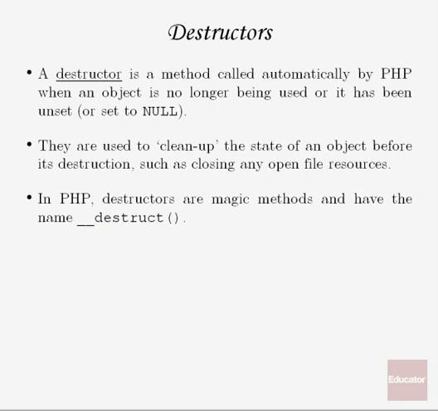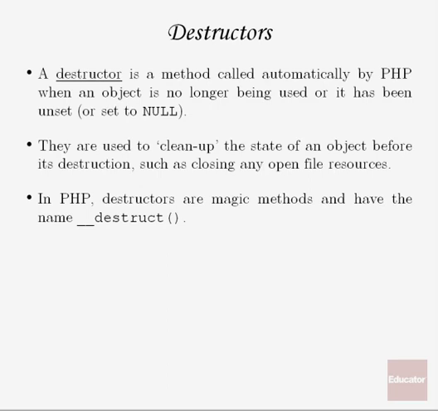So first of all, I want to talk about the concept of a destructor. It's the analog to a constructor. A constructor is called automatically when a new instance of an object is created. On the other hand, when an instance of an object is destroyed, which essentially means that it's no longer being used anymore, you can have a method called a destructor that's called, and it's used to clean up any object state before the object is destroyed.